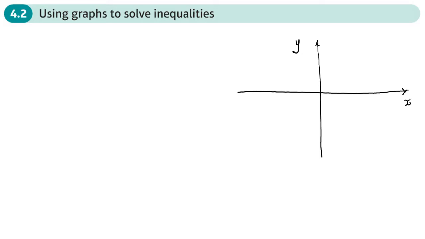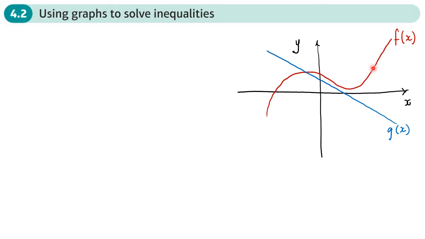Well, let's just draw some sort of random curve here. Let's call this f of x. Okay, and let's draw a linear, maybe a line that goes like this, and let's call this g of x. Now there are some portions of this graph where one graph is above the other. So for example here you can see that f of x is above, or greater than, g of x.